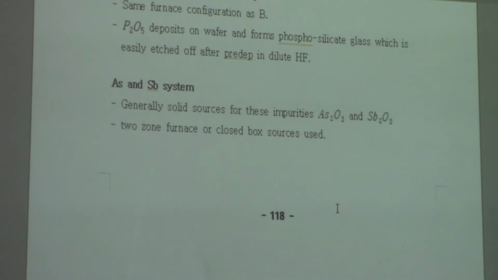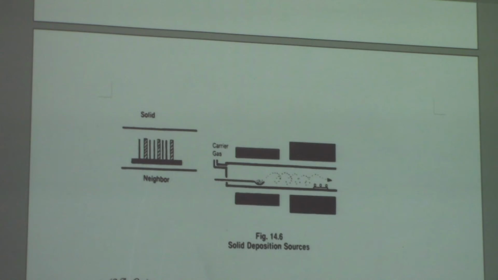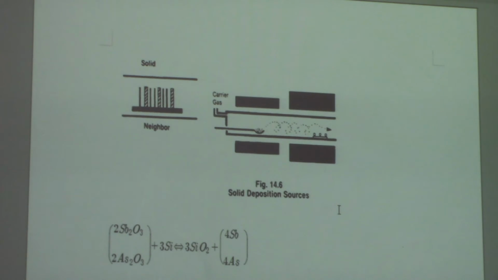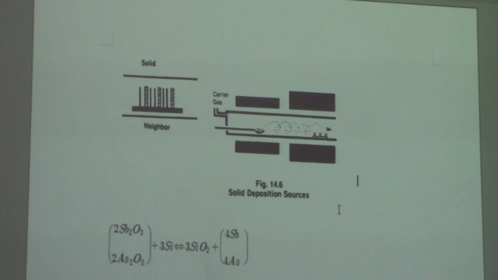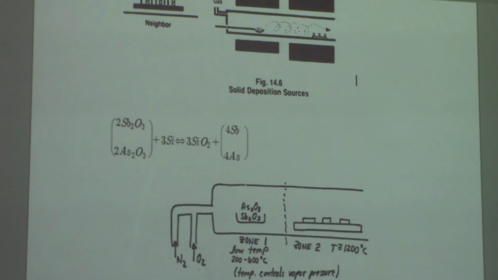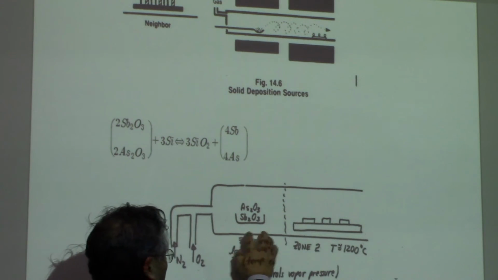And we have a gas and a liquid source for the phosphorus, but for the arsenic and antimony case, we usually have a solid source because it has a low vapor pressure. Okay? And the system is going to look like this. It has a low temperature and a high temperature zone, as shown here.